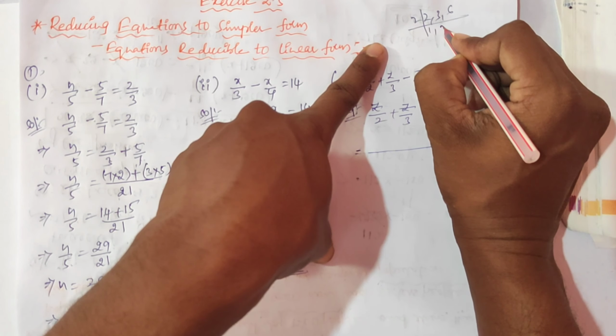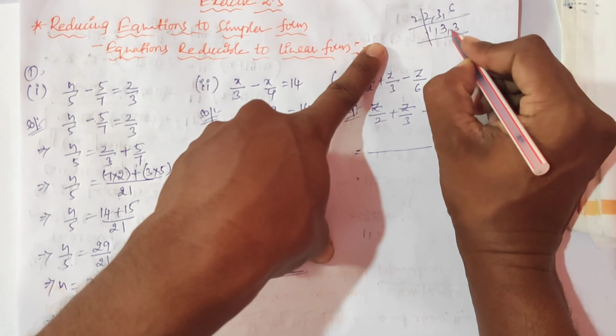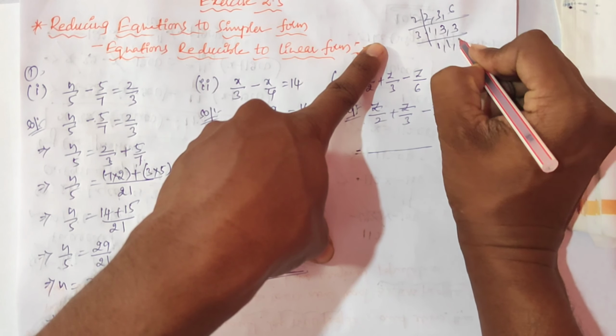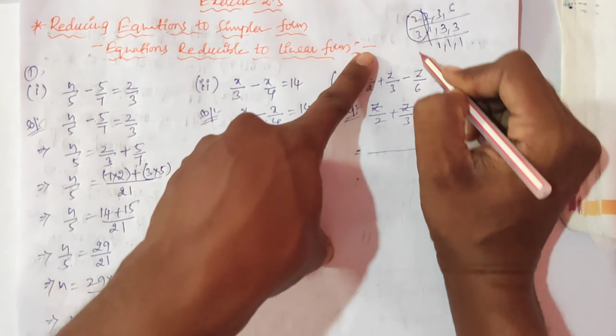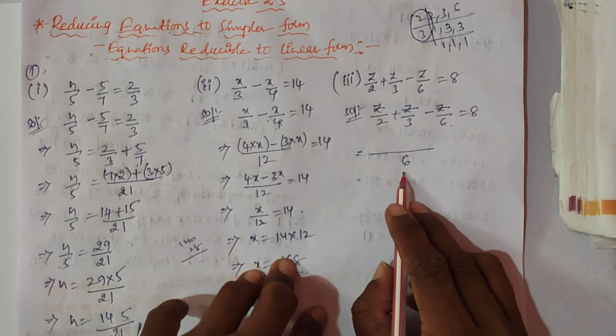2, 1, 2, 3 won't go, writing as is, and 2, 3, 6. So 3 doubles, it will come, right. 3, 1 won't go, writing as is, 3, 1, 3, and 3, 1, 3. Now 2 into 3, how much is the LCM? 6 is the LCM of the denominators here.